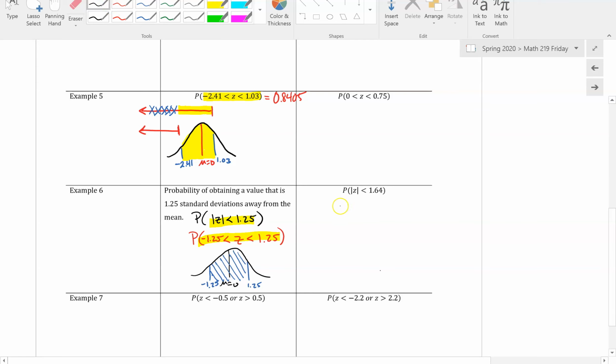Same with this problem. Let's just set it up. I've got the absolute value being less than 1.64. So what I'm saying is the z-score is sandwiched in between 1.64 and negative 1.64. Oops, one second, I'm missing a symbol. I could barely fit them in there. These are algebraically equivalent.